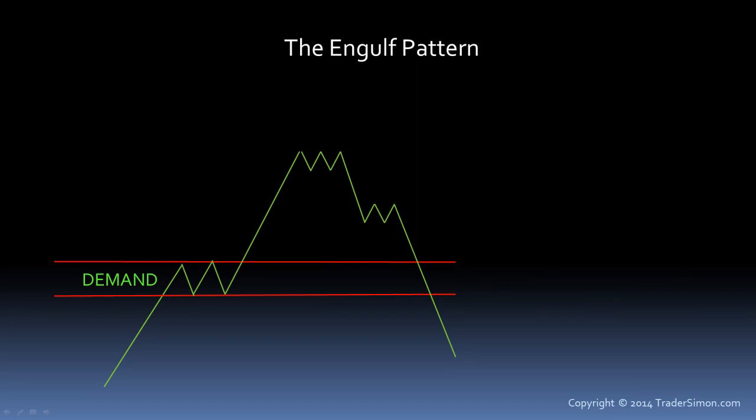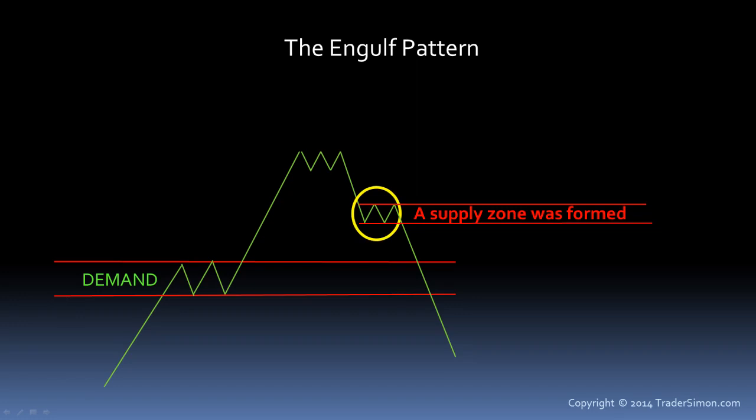Now notice what happened before the demand zone was broken. A supply zone was formed. This zone before the engulf will often become the point that the trend changes direction. Not only does it signify a change in direction, but it also has a very high probability setup. This pattern will often happen at a higher time frame zone or resistance level.